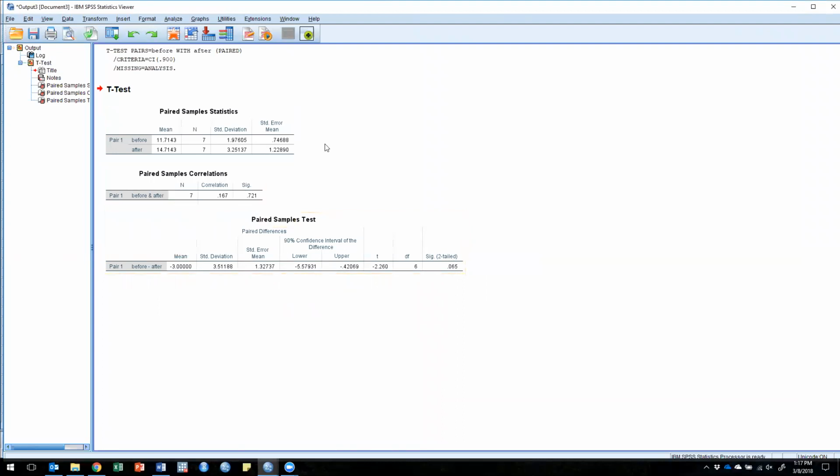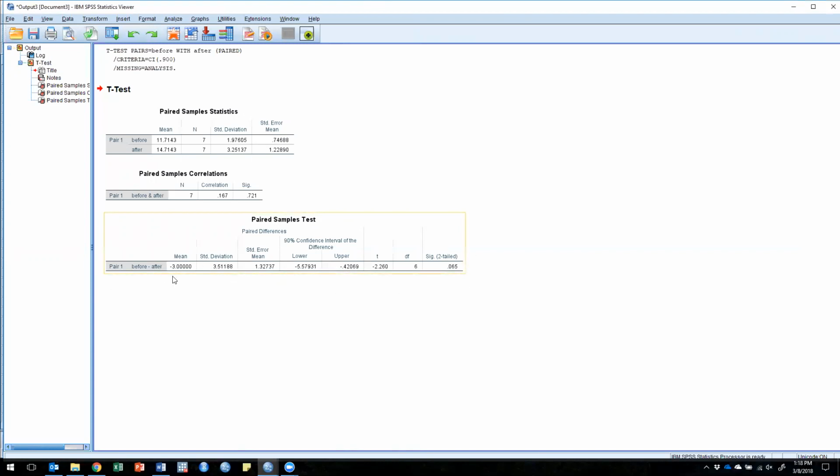We get some descriptive statistics here. The average perception of the company before they watched the commercial was around 11.7. And then after watching the commercial, their average perception was around 14.7. You see 7 people both times. We get a standard deviation. We get the correlation between the pairs. And then we also get our paired samples t-test here.